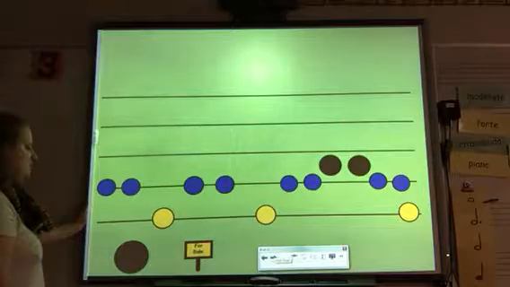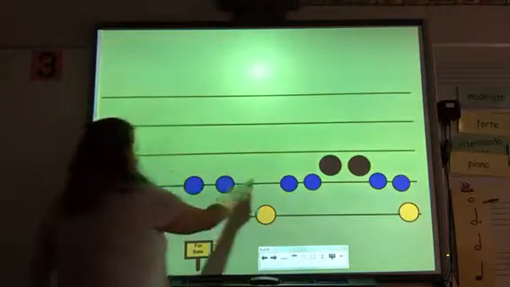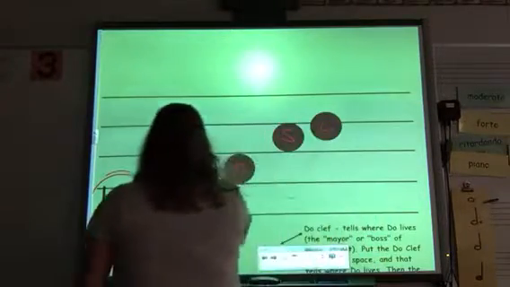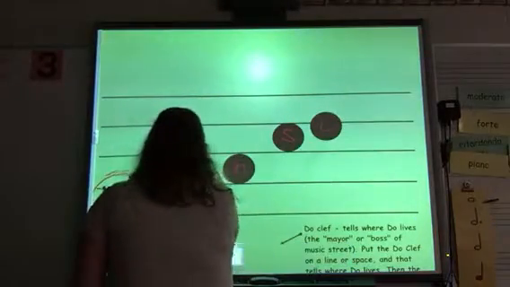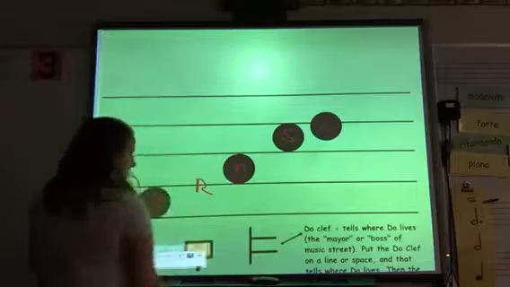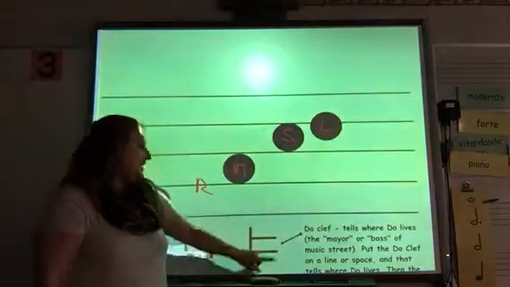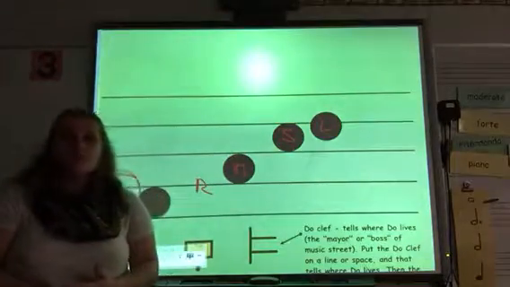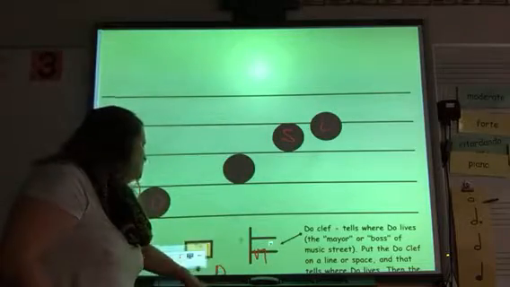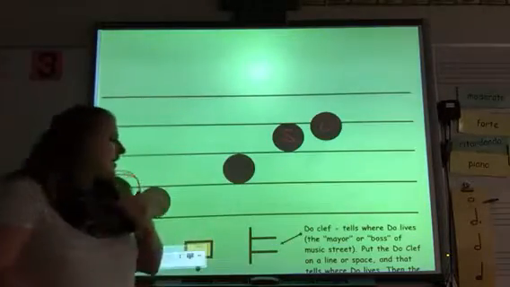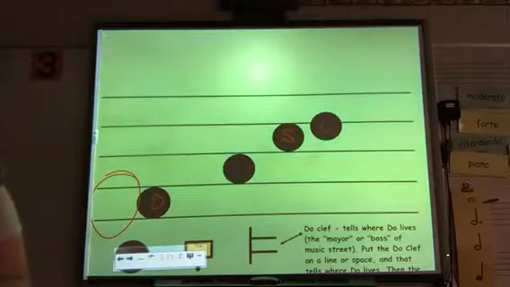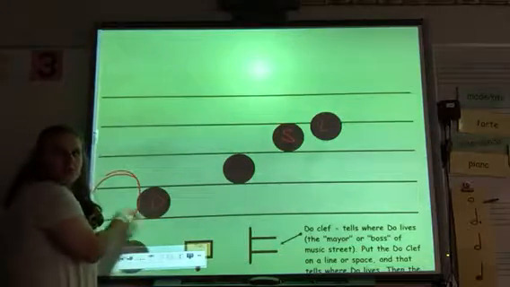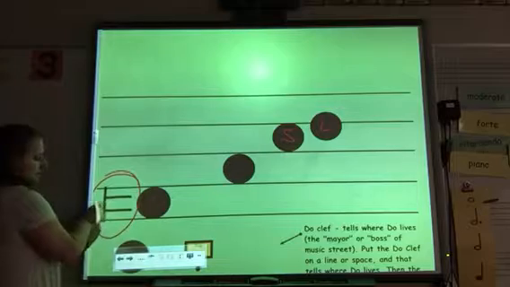All right, I have got a series of patterns on the board, and I'm actually going to get rid of some of these. And we're going to look here. This little key is my do clef, and my do clef tells me where do lives, as do is the mayor or the boss of Music Street. I can put do clef on a line or a space, and once I put do in its place, you can find everything else on the staff. Kind of like what we did with so, but now we're starting with our big boss. So I'm going to put my do key right here in the first space.